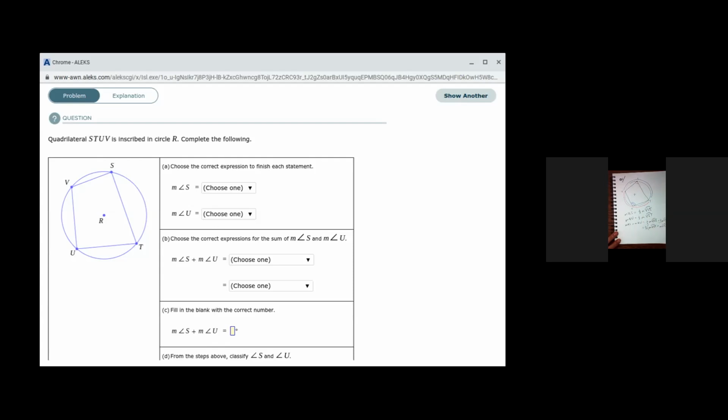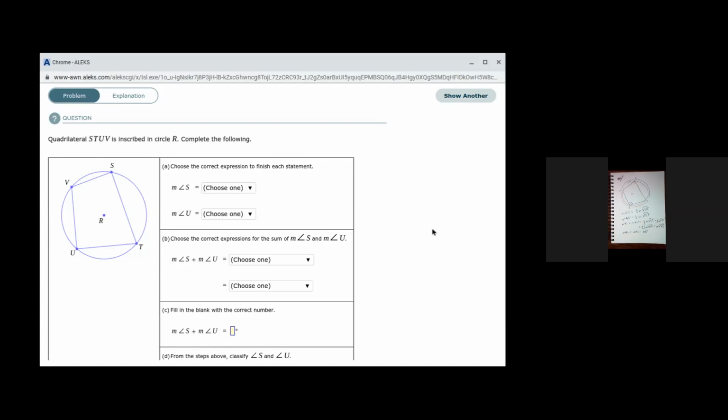Great. Well, what do we know about the measure of S plus the measure of U? We already talked about the fact that opposite angles in an inscribed quadrilateral are supplementary. So we know the measure of angle S plus the measure of angle U equals 180 degrees.